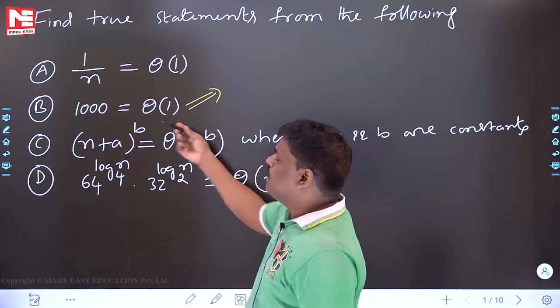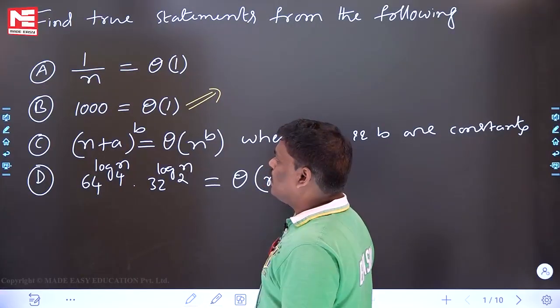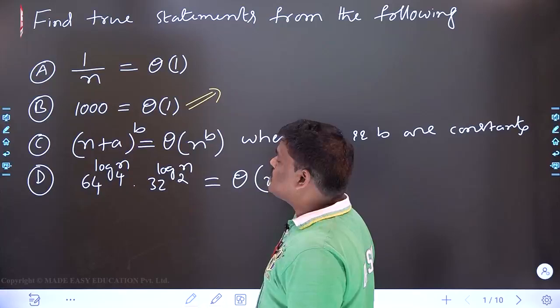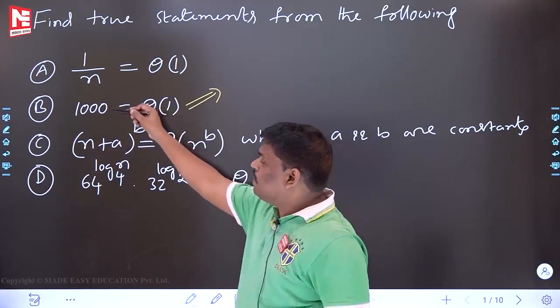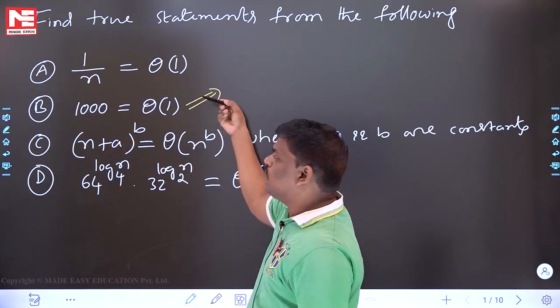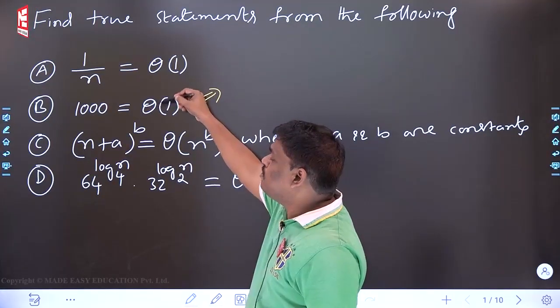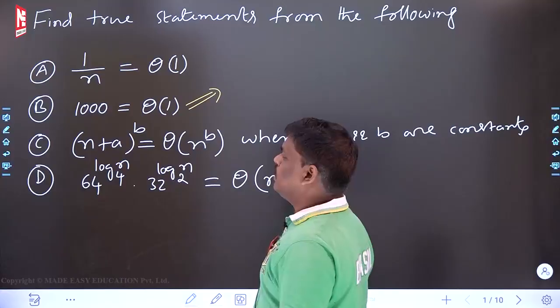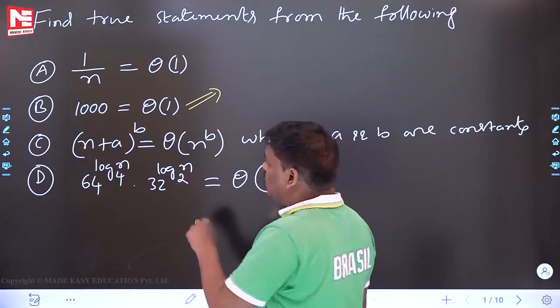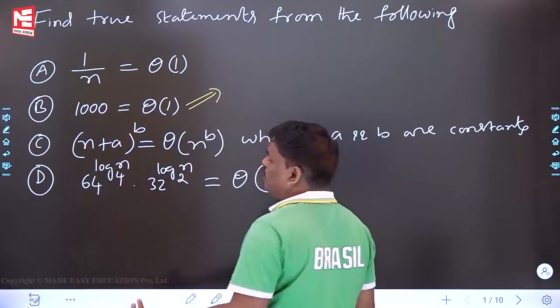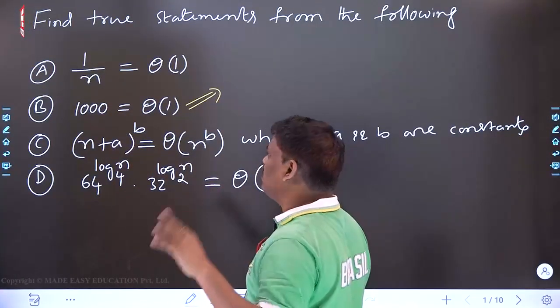Of course, it is true, because the left hand side is constant and the right hand side is also constant. Some people are asking me, left has 1000, right has 1, how can you say both are equal? There is a C, maybe 1000. Then both will be equal. Theta does not mean equal. Theta means big O also, omega also. You know this very well. So theta means asymptotically equal, not mathematically equal.